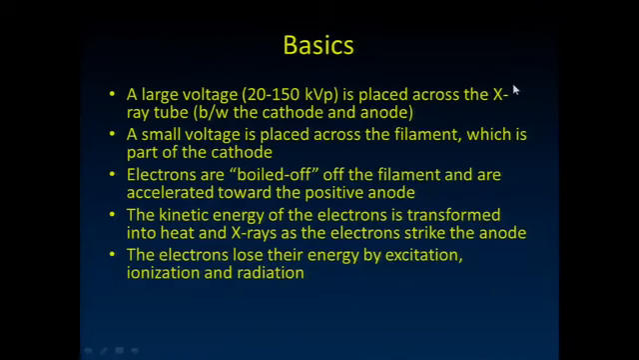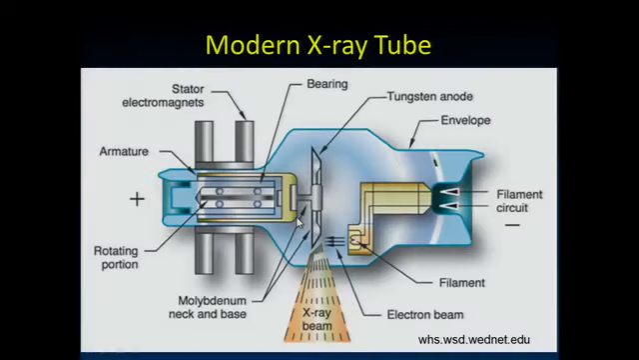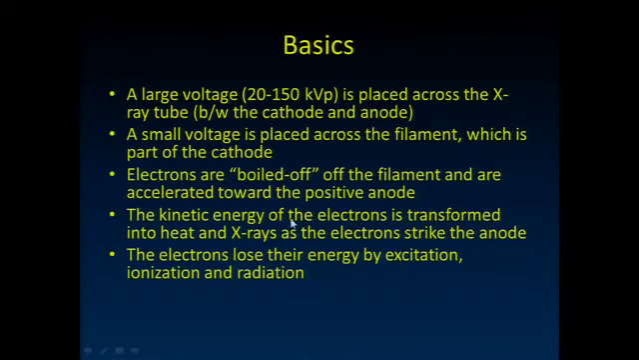So we place that large voltage across that X-ray tube between that cathode and that anode. And we put a small voltage across that filament, which is part of the cathode. And we boil those electrons off the filament. Because of that large voltage between the anode and the cathode, they get accelerated towards the anode and strike it with a tremendous amount of power.